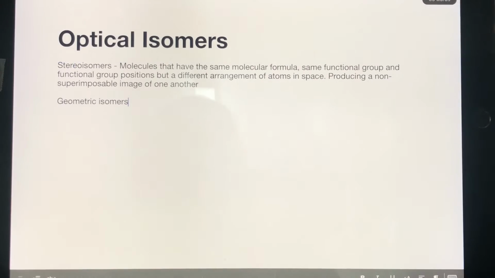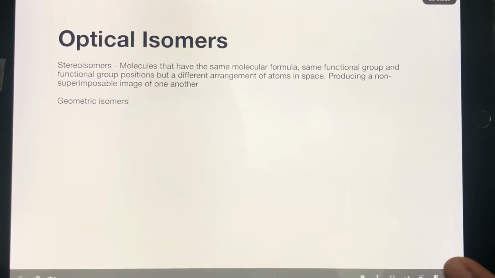something called optical isomers. So stereoisomers in general are molecules that have the same molecular formula and same functional group and functional group positions with different arrangement of atoms in space. So, I should probably write that down. Alright, as I said before, stereoisomers are molecules that have the same molecular formula, same functional group and functional group position, but different arrangement of atoms in space, producing a non-superimposable image over one another.